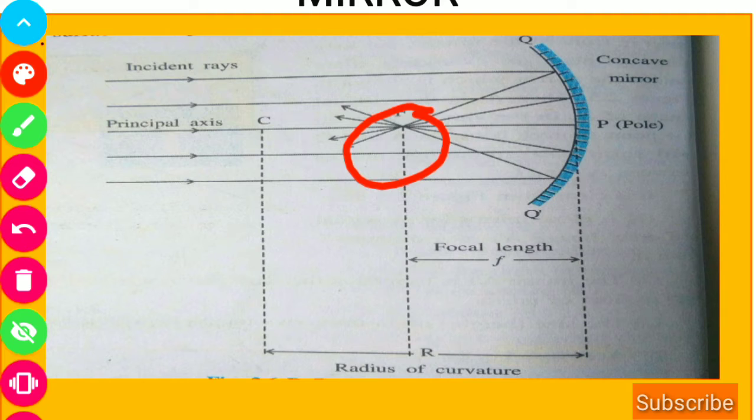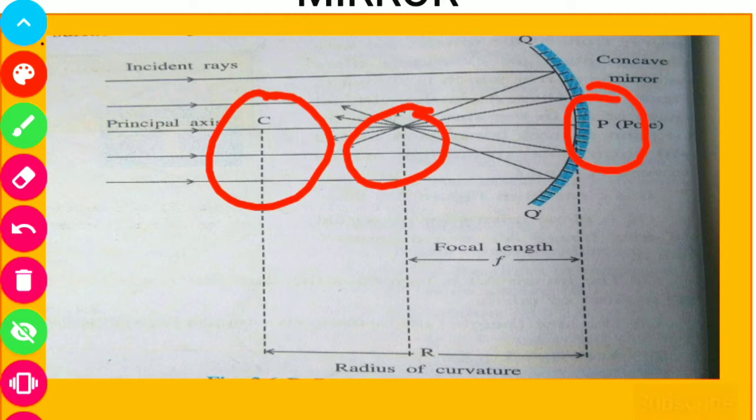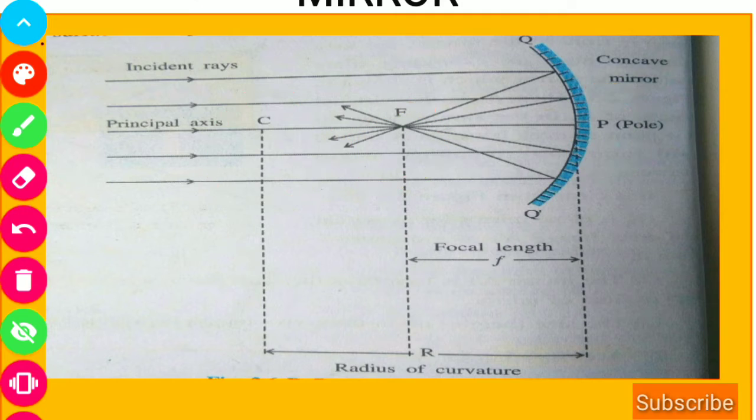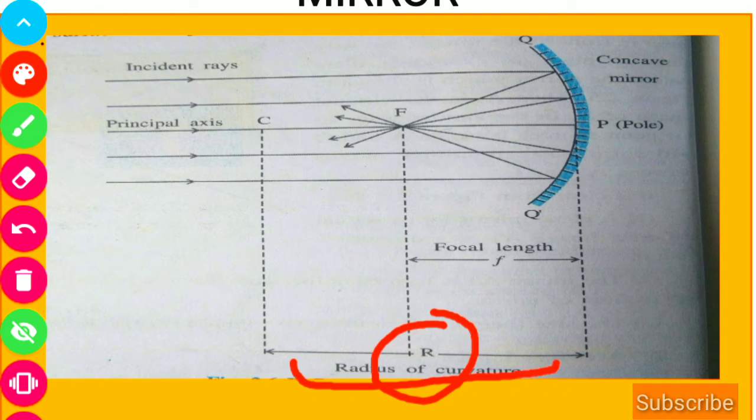Now, what is f? What is c? What are these terms? What is p? So let's discuss about it first. First of all, what is R? As shown over here, capital R is mentioned as the radius of curvature. So the radius of a spherical shell from which the mirror is curved is called radius of curvature. And what is C? It is known as center of the curvature.